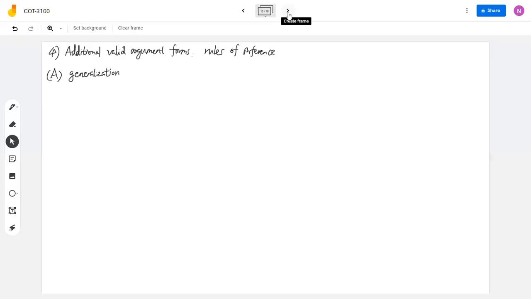So generalization is: if we have P, therefore we must have P or Q. And similarly, if we have Q, we can infer P or Q. Which is trivially true, right? The second one is specialization.